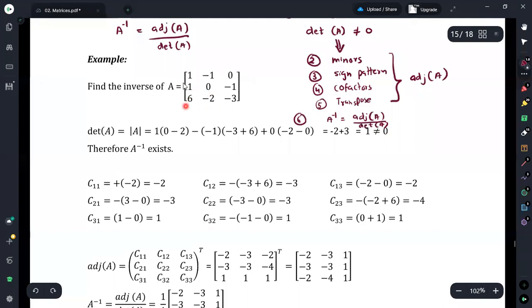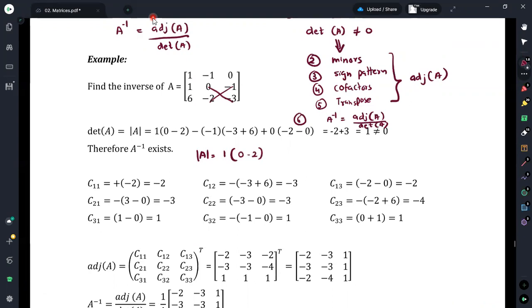First, we have to identify the determinant. To identify the determinant, first we write down the first row, first column element. It is 1. This can be written as 1 times, then we have to cut down the row and column. Therefore, we take the diagonal products of these elements. Then we'll get 0 minus 2. Then the next value is connected by a minus sign, so it will be taken as minus times minus 1.